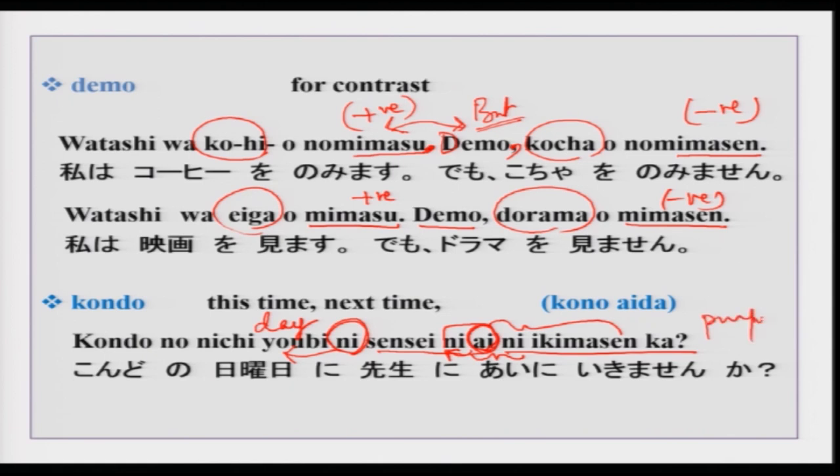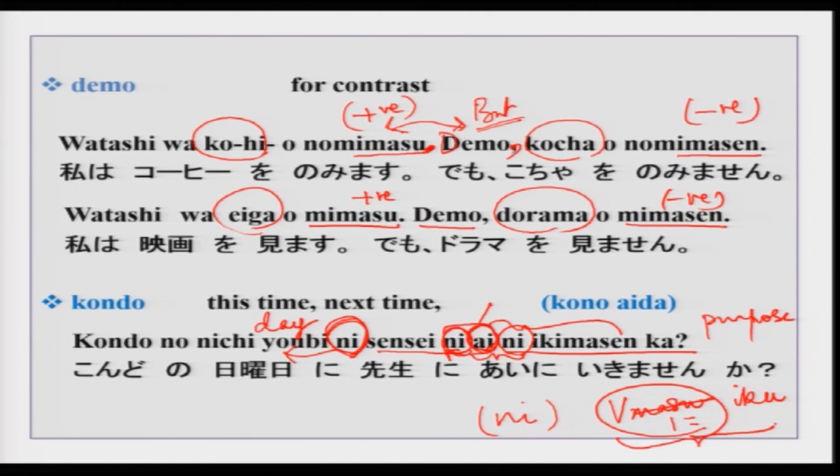This shows your purpose of going somewhere. The ni over here is for I must and the ni over here is for day. So, please see this very carefully. There are three particle ni used over here. This ni is with ai ni ikimasu for the purpose of. So, verb in masu form, remove the masu, put ni and iku. So, for the purpose of this activity, I am going somewhere. So, with kondo, you have this particle ni. And of course, this form ai ni, which shows purpose.